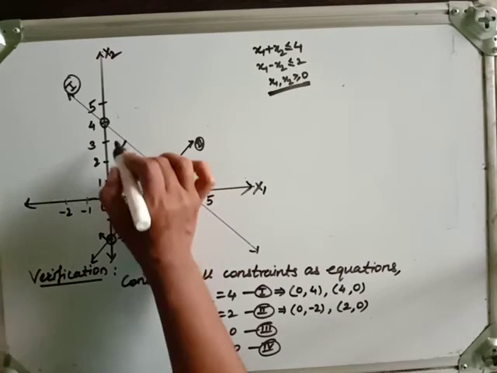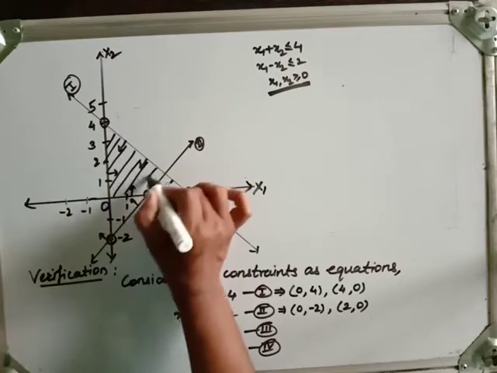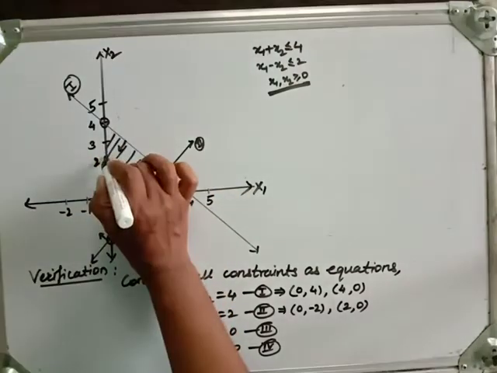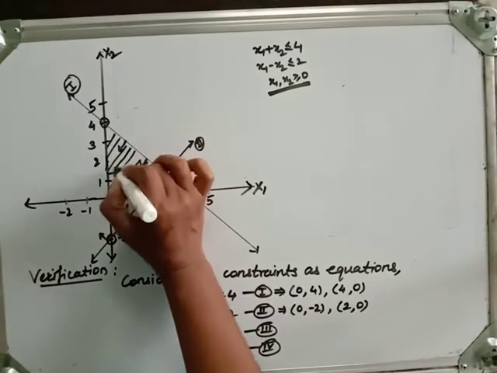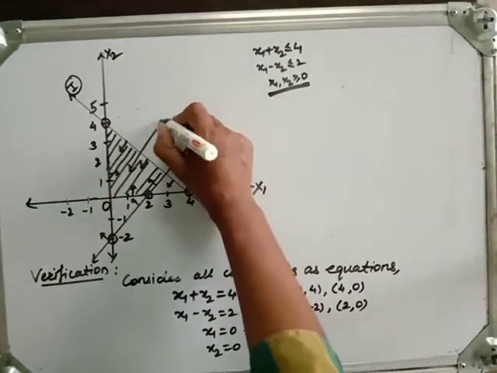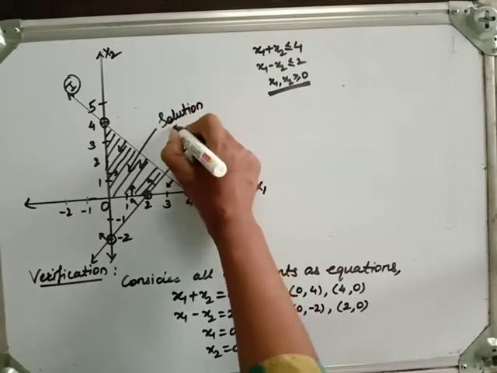So what is the common part? Common part is this one. So this is our feasible region here. If we consider all the directions, then the common part will be this part. So this is our feasible region or the solution space.